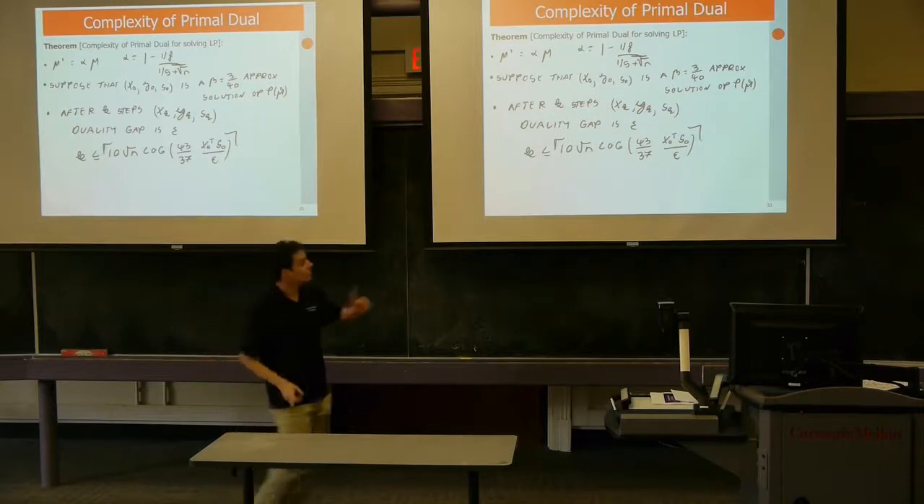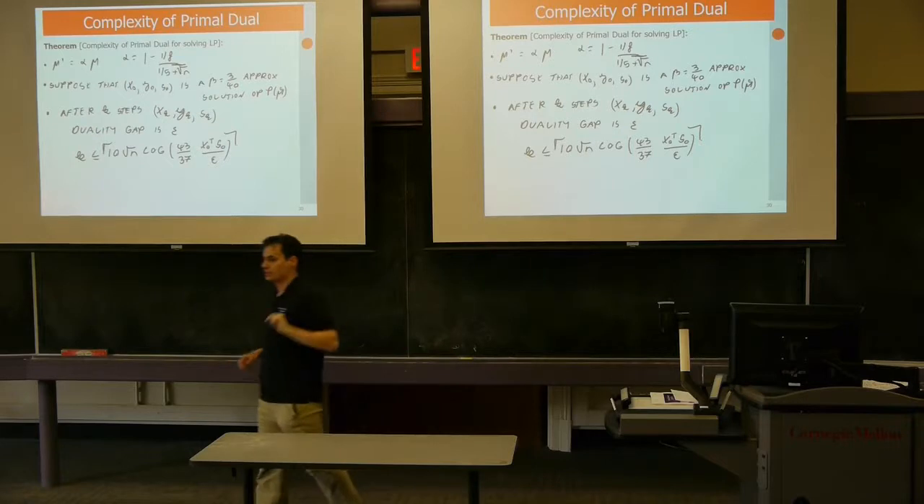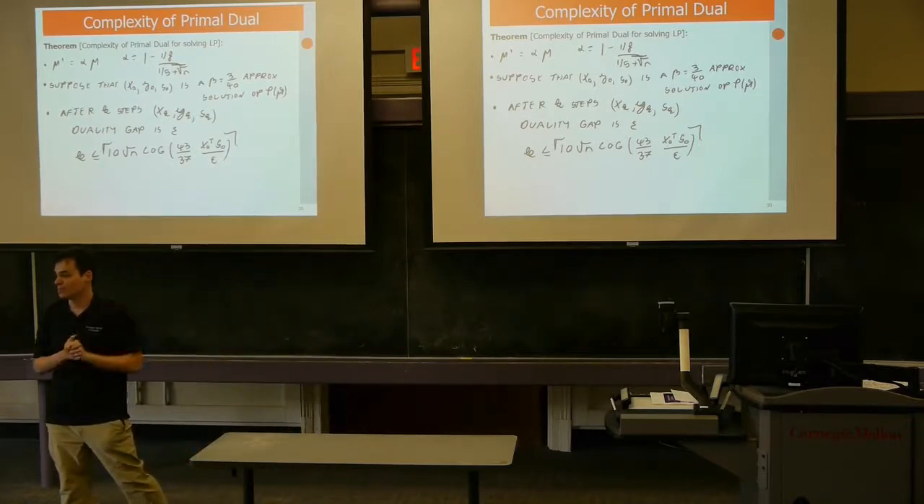One thing you have to notice though is that we have square root of n here, and with the ellipsoid method it was n to the fourth. So at least we gained something there. Is it clear?